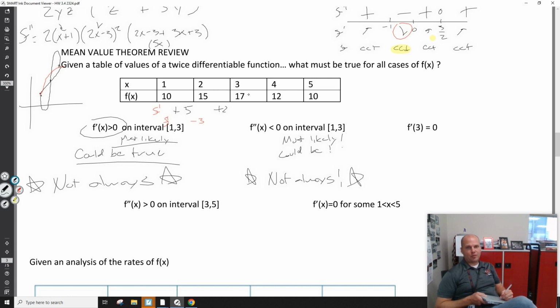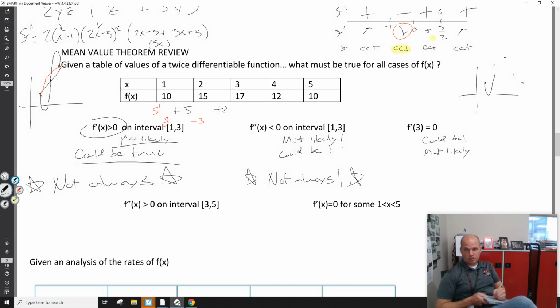We might think that at 3, we hit a max. We might think that we go from 1 to 10, 2 to 15, 3 to 17, 4 to 12, 5 to 10. You must think, oh, that's got to be a max where the derivative is 0. Yeah, could be true. Most likely it's true.